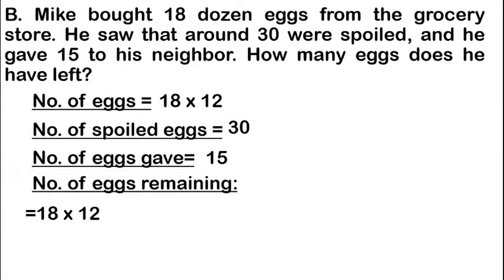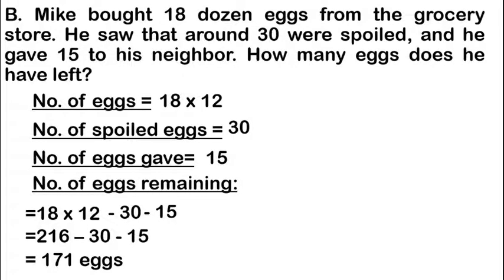We have the remaining eggs: 18 times 12, the number of eggs, then the spoiled eggs, so we need to subtract it because we cannot use or eat that. And gave, so we take away the 15 given to his neighbor. In order for us to do this, we need to multiply first. 18 times 12 is 216, minus 30, minus 15, we got 171 eggs. So we can see that he has 171 eggs left.